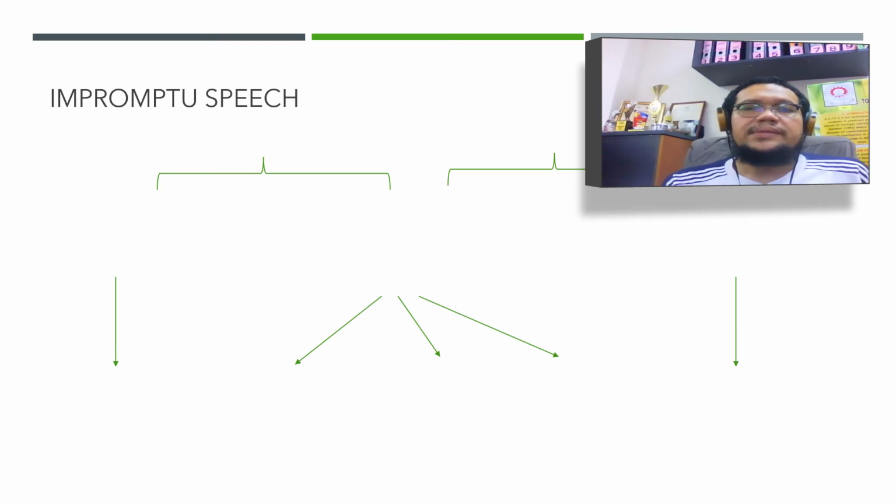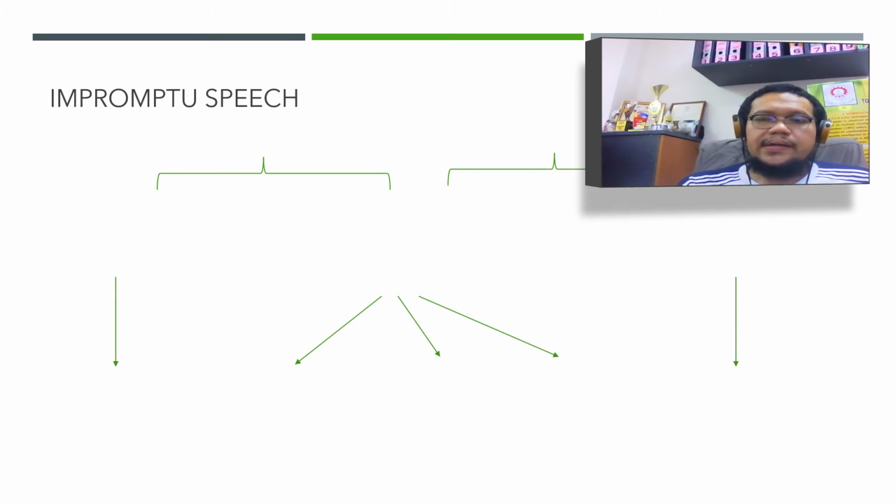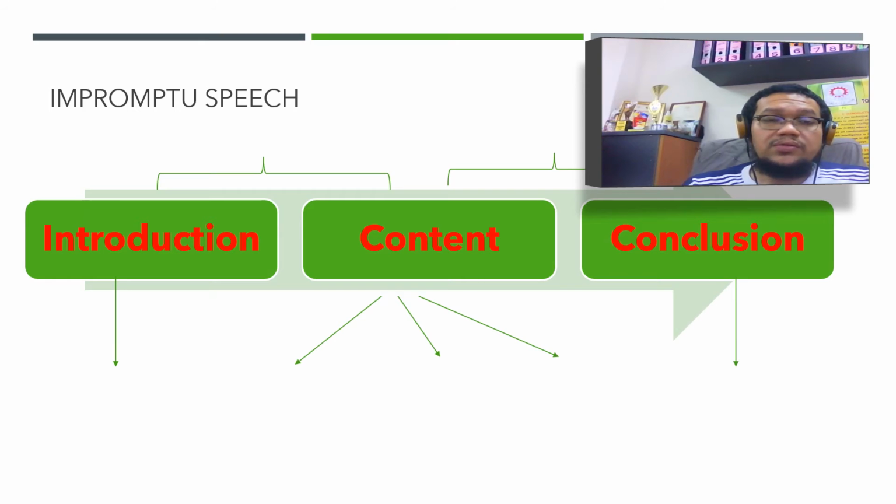Okay, this is basically what I've explained in the previous slide. How the impromptu speech looks in a diagram. First you need to have an introduction. Second you need to have content, and last is conclusion, where content must have at least 3 main points: main point 1, main point 2, and main point 3.